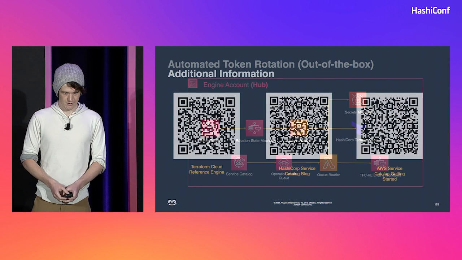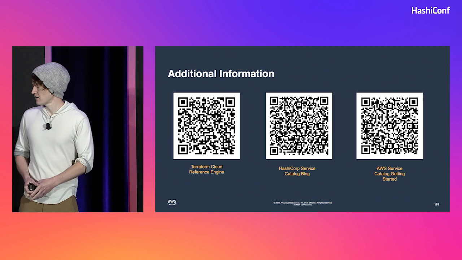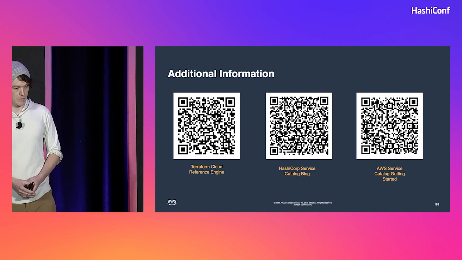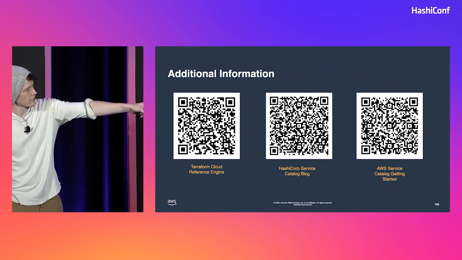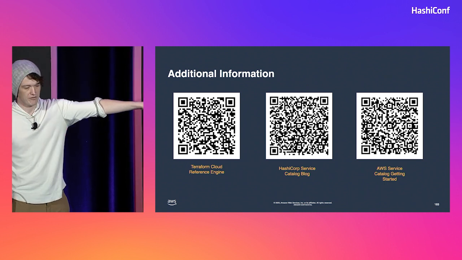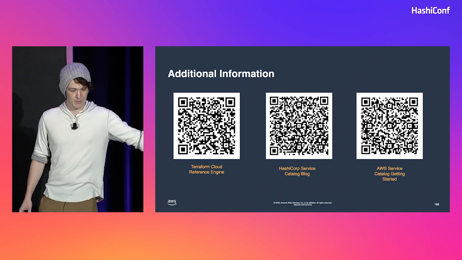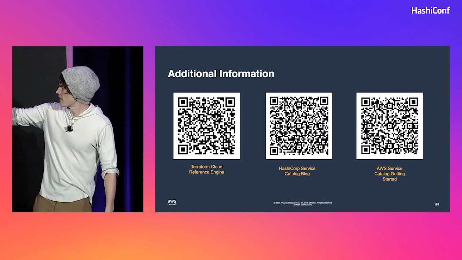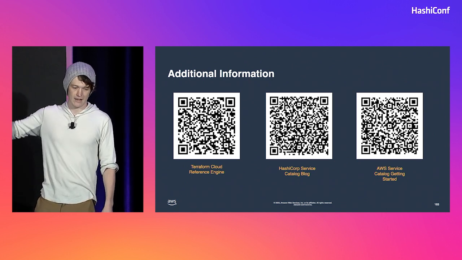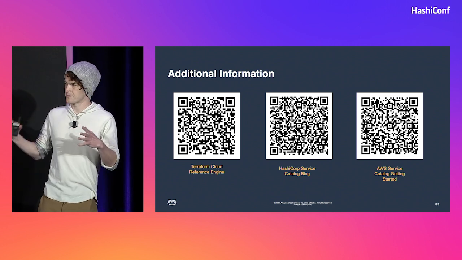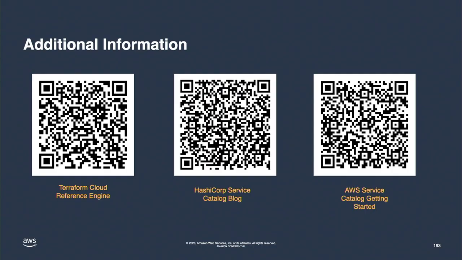OK. And so that's about it. We have just these 3 bonus links for you all. The first link there, Terraform Cloud, the reference engine. That'll go straight to our GitHub repository where you can provision it for yourself. The Service Catalog blog, and then the Terraform, and then the AWS Service Catalog Getting Started guide. By all means, please check out the engine, provision it for yourself. It really does only take a few minutes. Try it out, see if this fits your problem case.